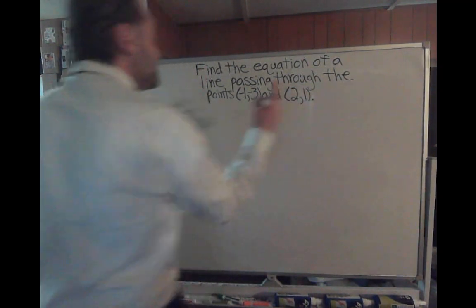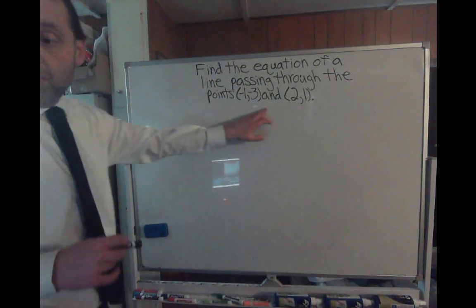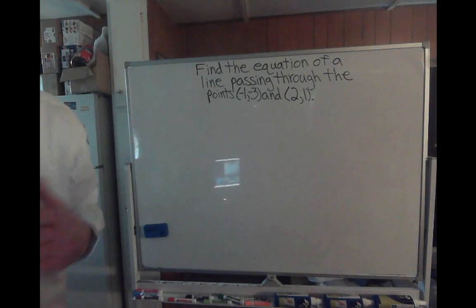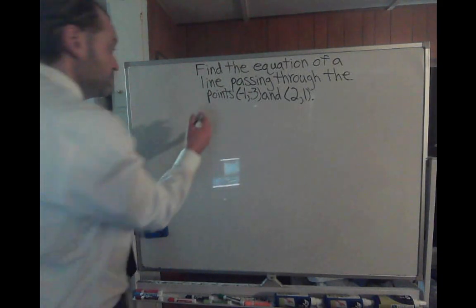Alright, so we need to find the equation of a line passing through the points (-1, -3) and (2, 1). So again, we're just given 2 points. We don't know the slope yet. Well, let's find the slope first.